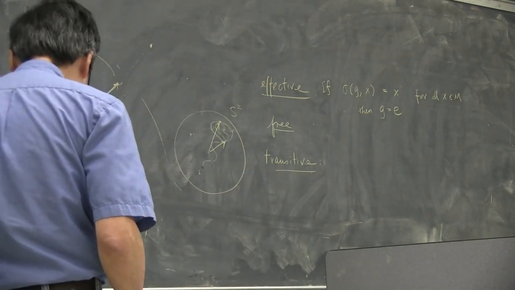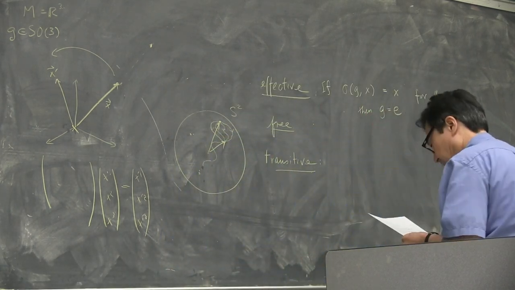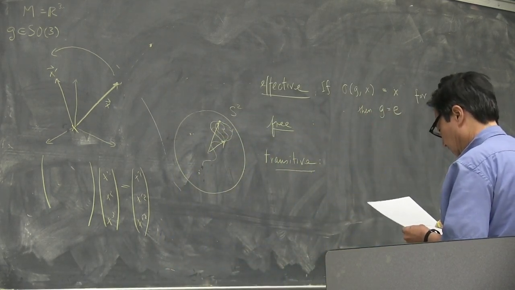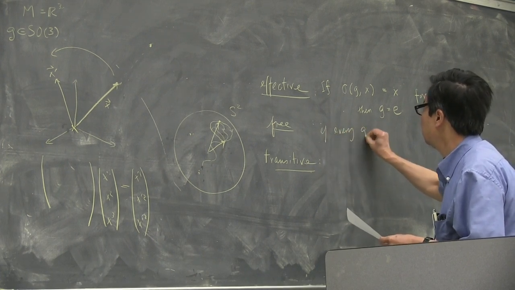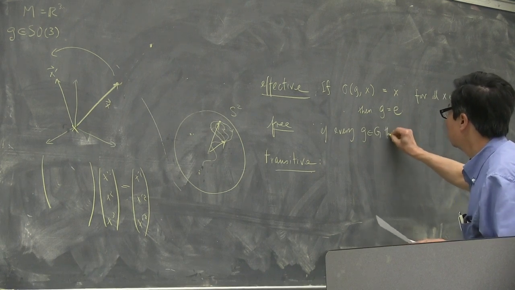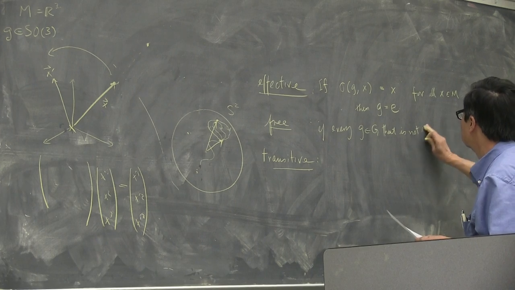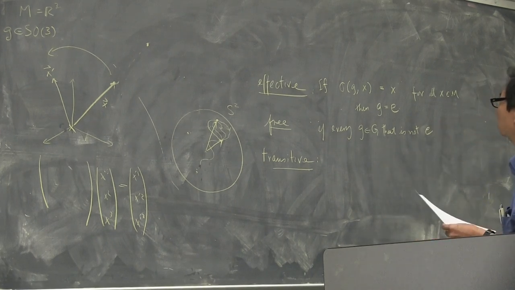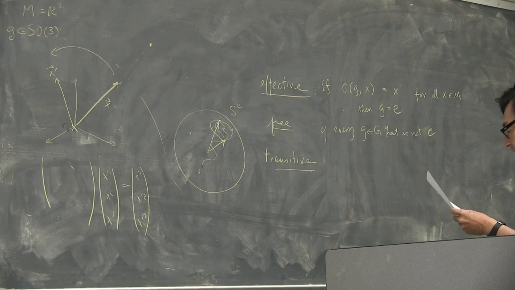Now, when we come to free, it is something like this. If every G in the group that is not the identity, every group element in G that is not the identity, has no fixed points.